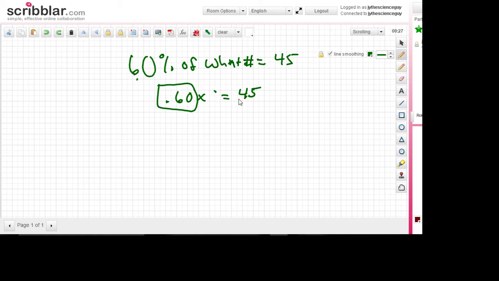So if I want to move it over to the equal sign, I got to do the exact opposite on the equal sign. What's the opposite of multiplying? Divide. So I'm going to take this number, move it, and divide it. And that's what X is. It's 0.6. So 45 divided by 0.60 equals 75.